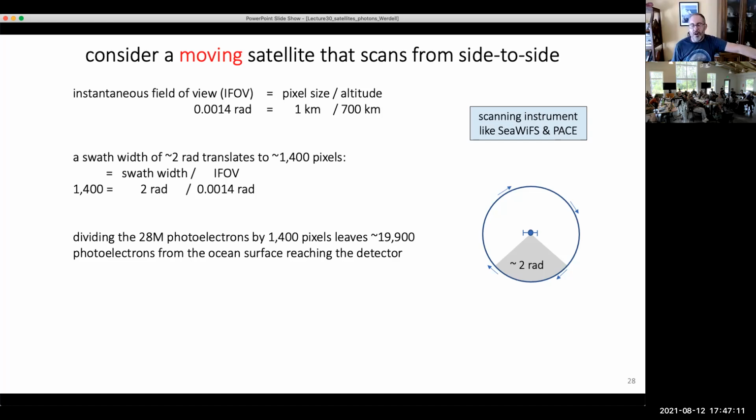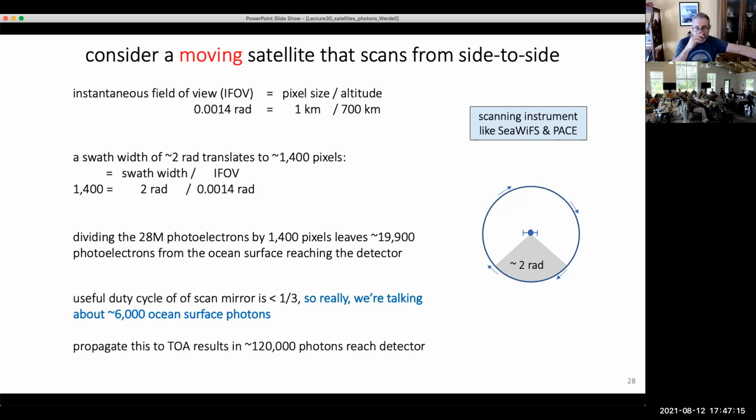All that said, you're not looking at the full time you're scanning. The useful duty cycle is really 1/3. Otherwise, you're looking at the back of the instrument. So you're really talking about 6,000 ocean surface photons. Propagating this to the top of the atmosphere at roughly 120,000, and your SNR has reduced from what you saw before to 350. Still far less than we want.